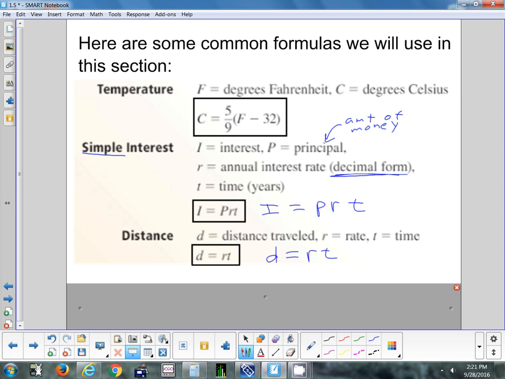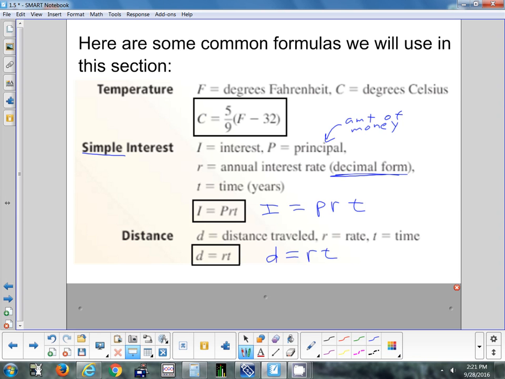Now, let's take a look at this bottom formula, the distance. What letter is by itself in that formula? Brett? D. So we would say this formula is solved for D. Okay. How about the simple interest? What letter is by itself there? Josh? I. So this formula is solved for I. And how about the top formula? What letter is already by itself there? Liam? C. So we'd say this formula is solved for C.